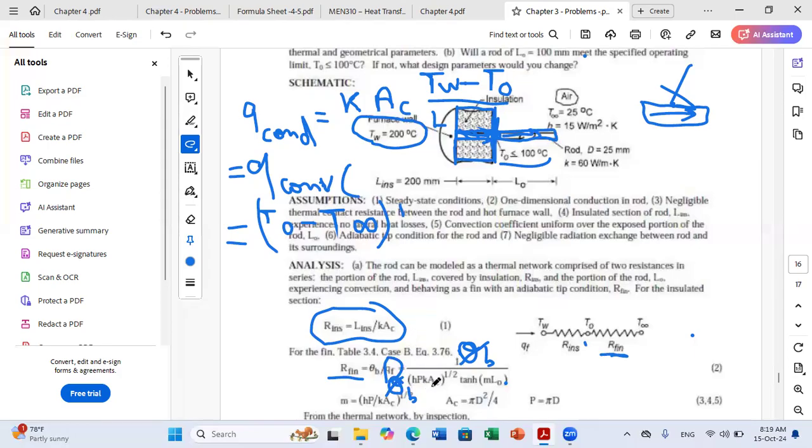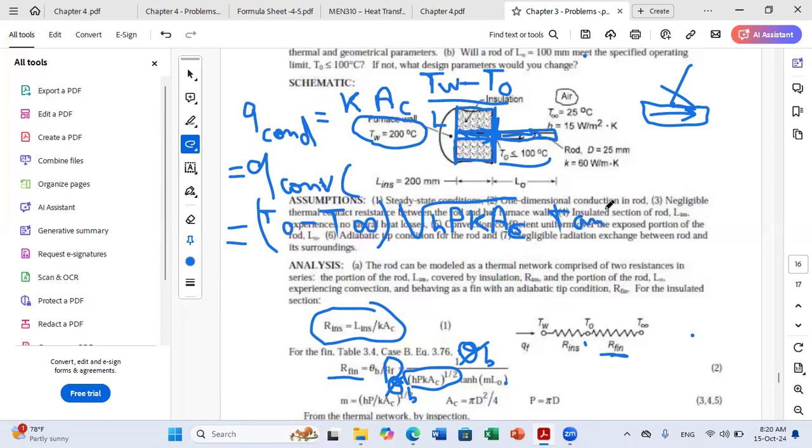Sorry, times M. This is M. So times radical hP k A_C times tanh(M L_0). You get this from the table, if you remember the table we have seen last time. You just have to go to your table and see, for the case of a fin that is not insulated at the tip, what is Q fin. You can read this expression. So just replace theta_b times radical hP k A_C times tanh.